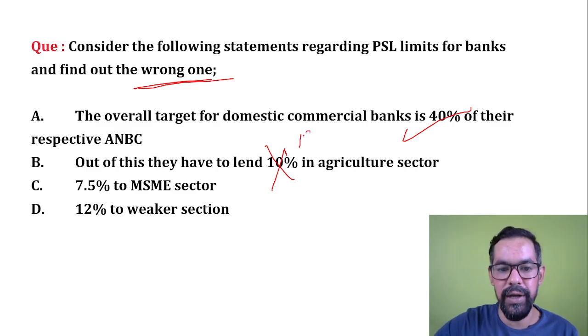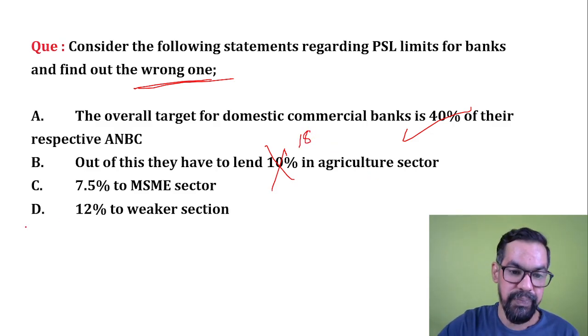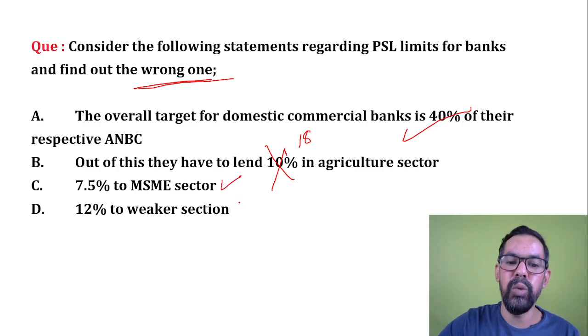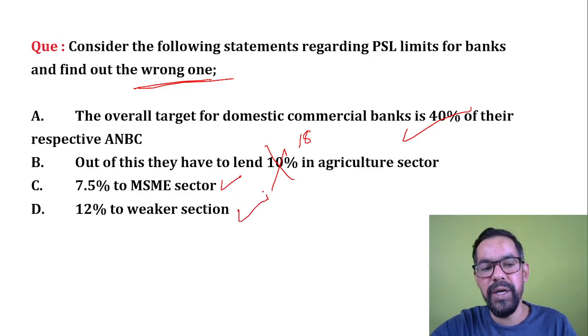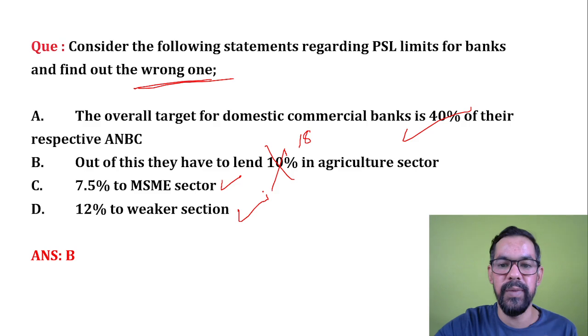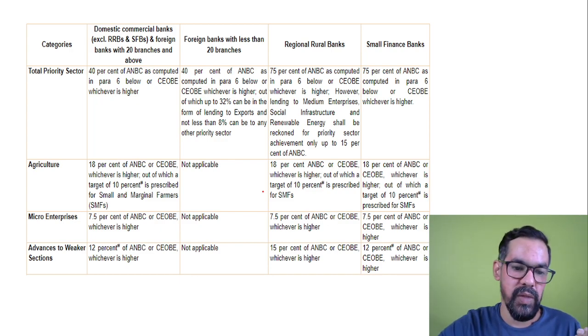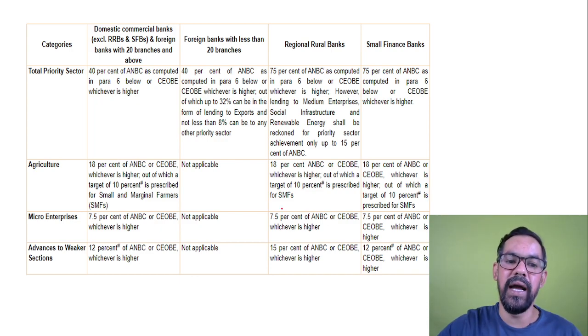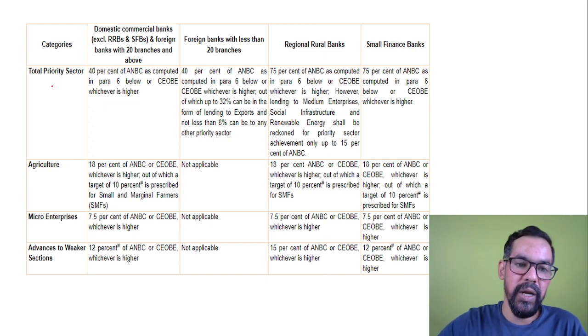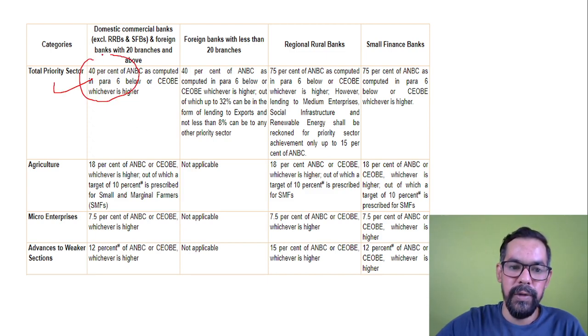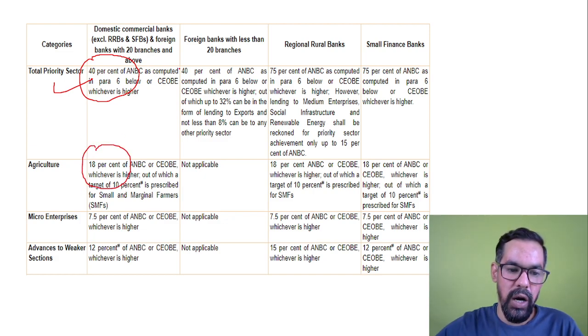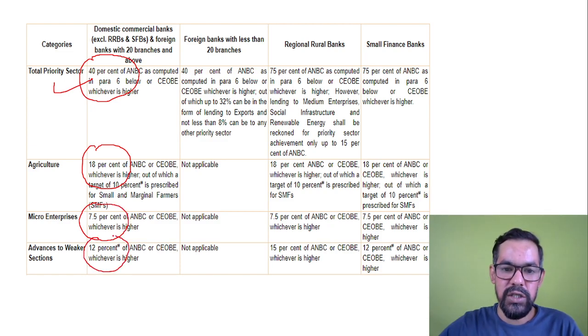They have to lend 18% in the agriculture sector, 7.5% to MSME and 12% for the weaker section. So statement B is incorrect with respect to the PSL limits given to the banks. Here you can see the overall limit as well, which I took from the RBI website. Priority sector lending overall target is 40%. Agriculture is 18%, micro enterprises MSME is 7.5%, and weaker section is 12%.